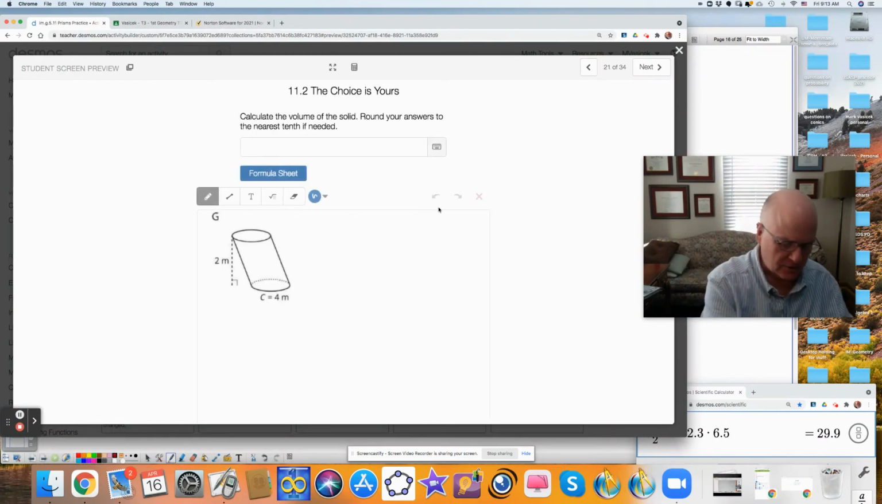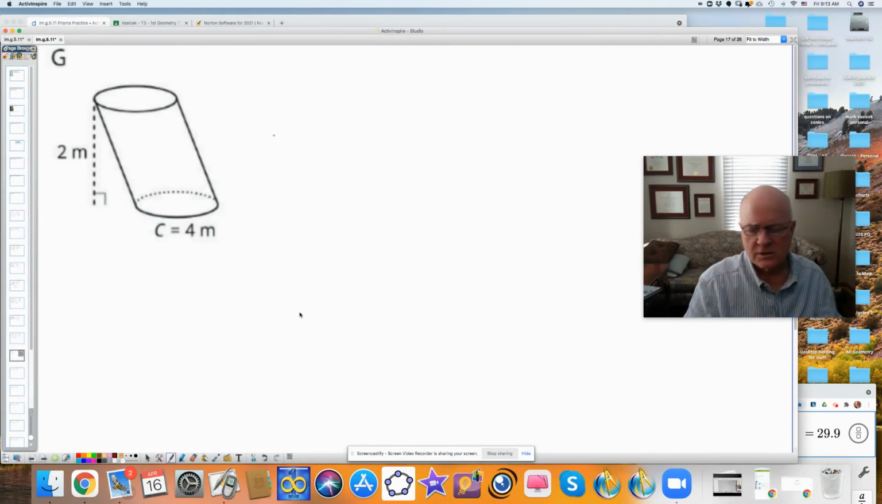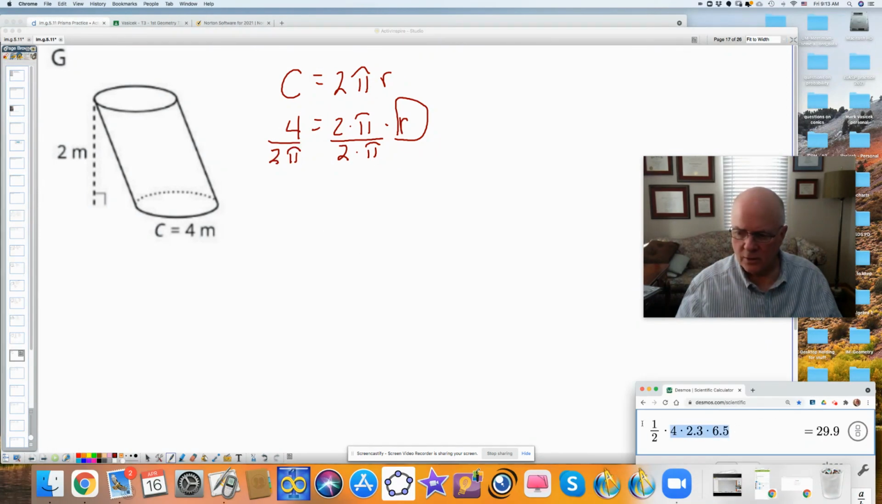The last one we have here is G, and this is probably the most challenging cylinder problem that we have, because you're given the circumference, and you might have to Google to find the circumference is equal to 2 times pi times the radius. If 4 is equal to 2 times pi times the radius, to get the radius by itself, to isolate this variable, I'll do the inverse operation. I'll divide both sides by 2 pi. And what is 4 divided by 2 pi? I don't know. I'll put it into my calculator.